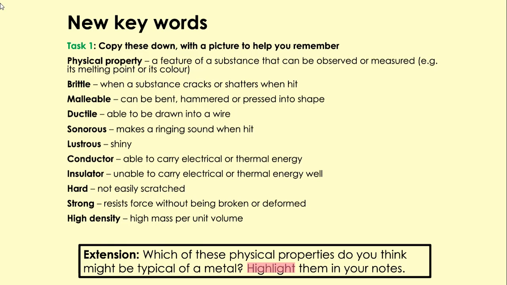And last term, high density. If we talk about density, you've probably met this in physics. Density just means the mass per unit volume. So if it's high density, it means it's got a lot of mass per unit volume.